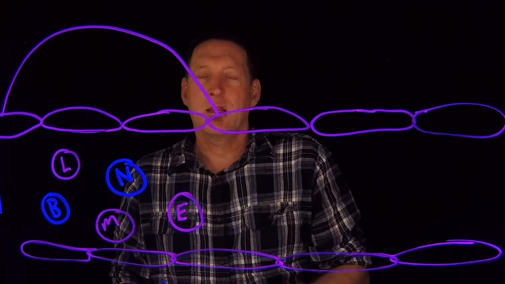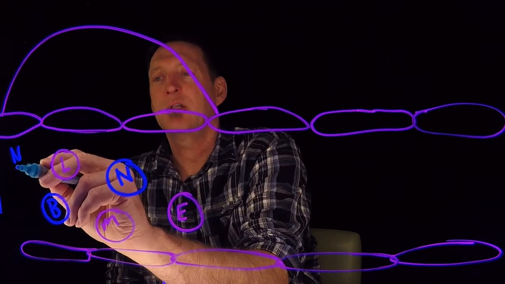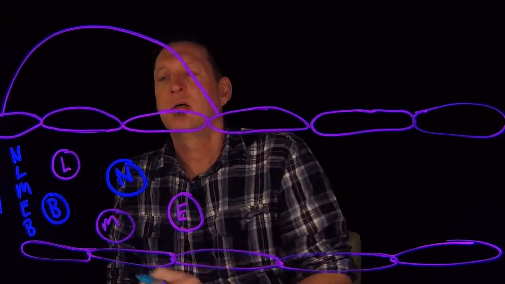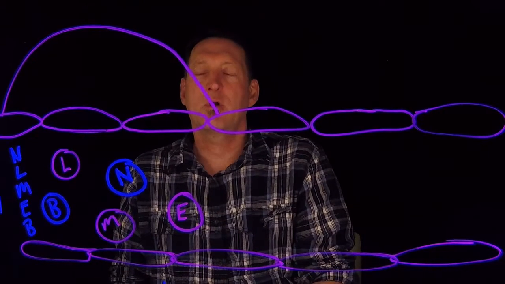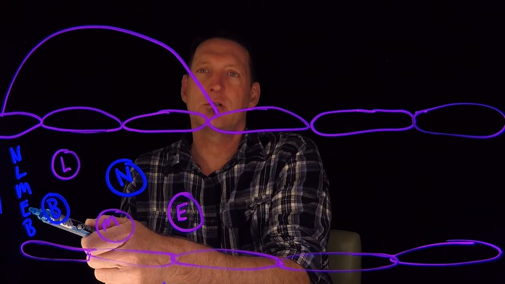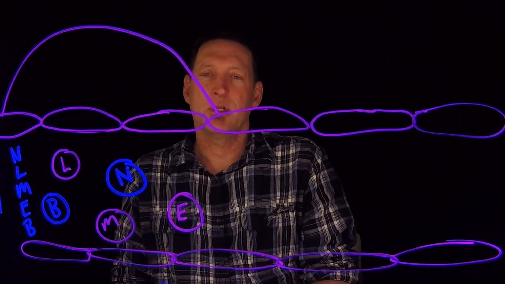Now, when you look at the order of these, if you can remember this saying, never let monkeys eat bananas. This actually tells you the order that they're in. Neutrophils are your most numerous, then lymphocytes, monocytes, eosinophils, and basophils. So those are the formed elements in blood.